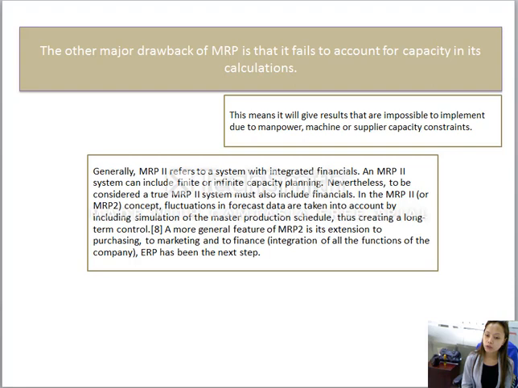In the MRP2 concept, fluctuations in forecast data are taken into account by including simulation of the master production schedule, thus creating a long-term control. A more general feature of MRP2 is its extension to purchasing, to marketing, and to finance, integration of all the functions of the company. ERP has been the next step.